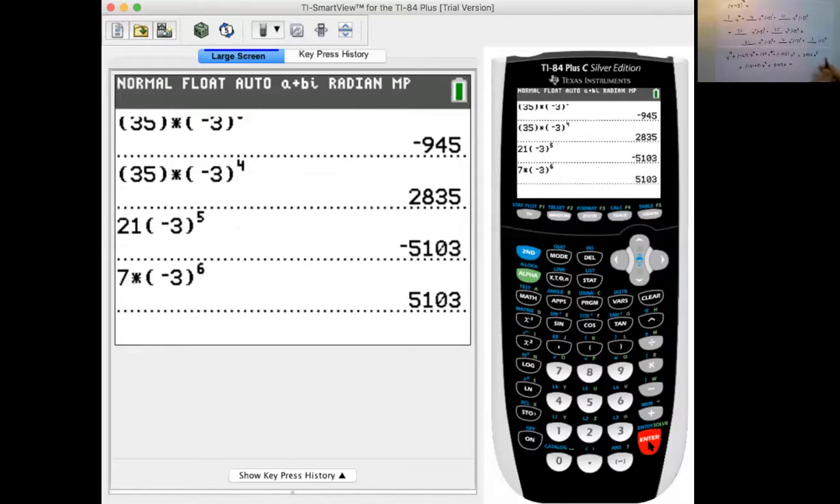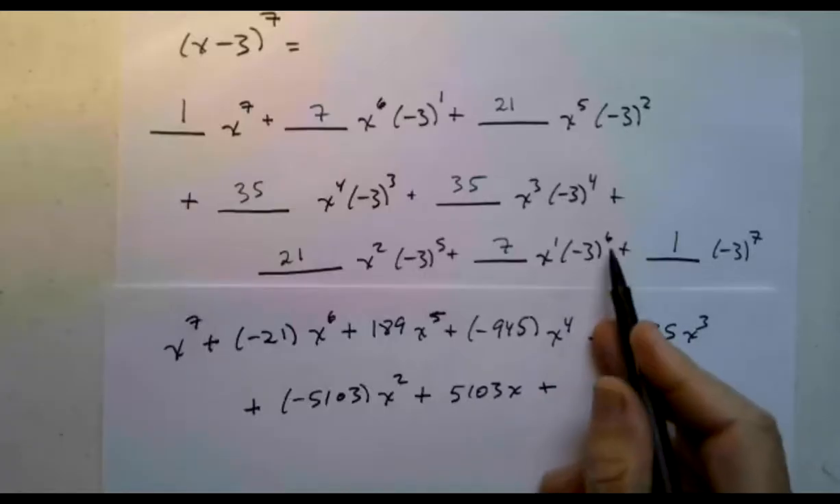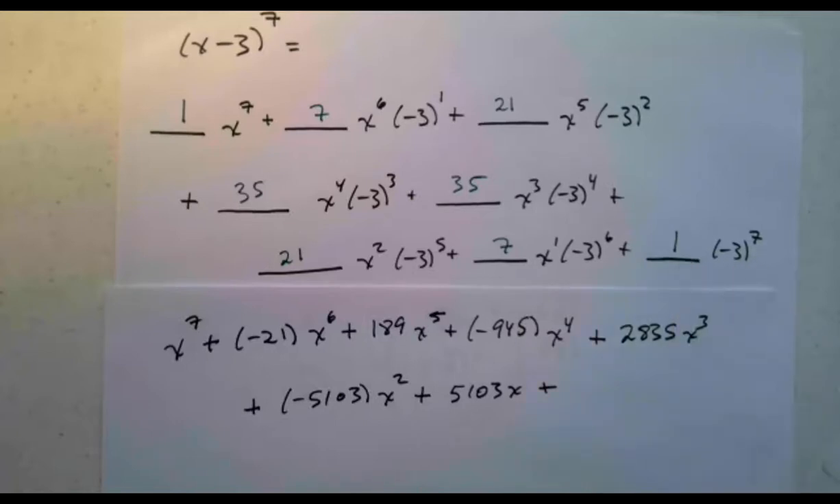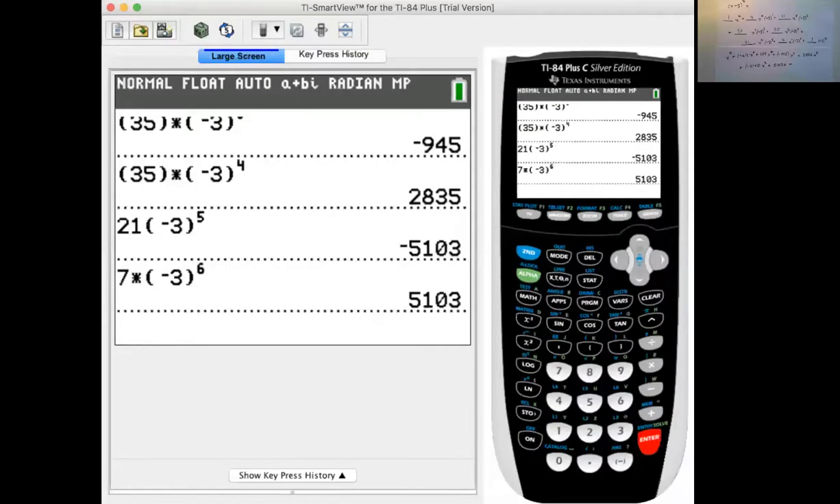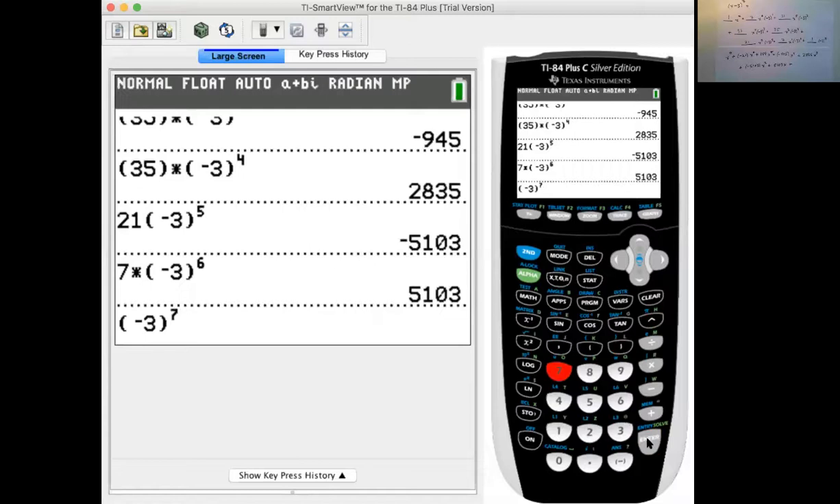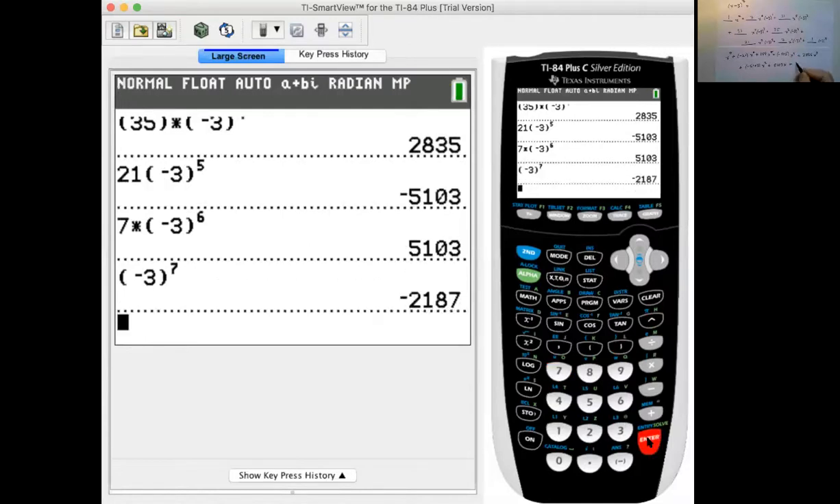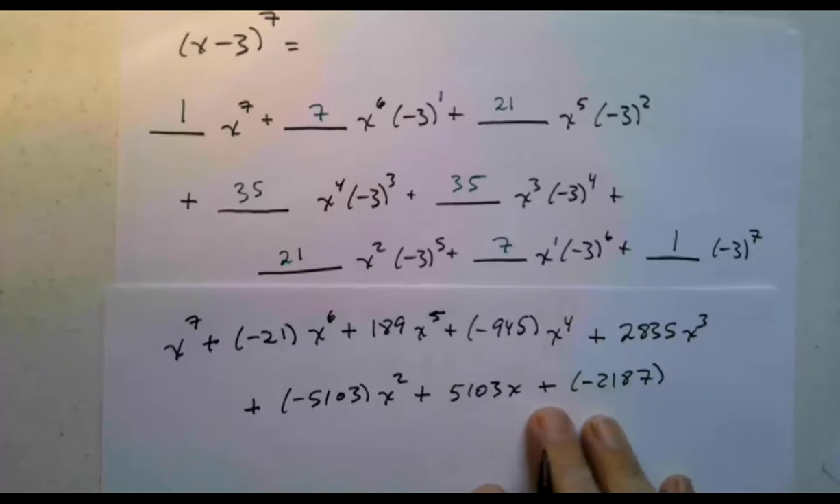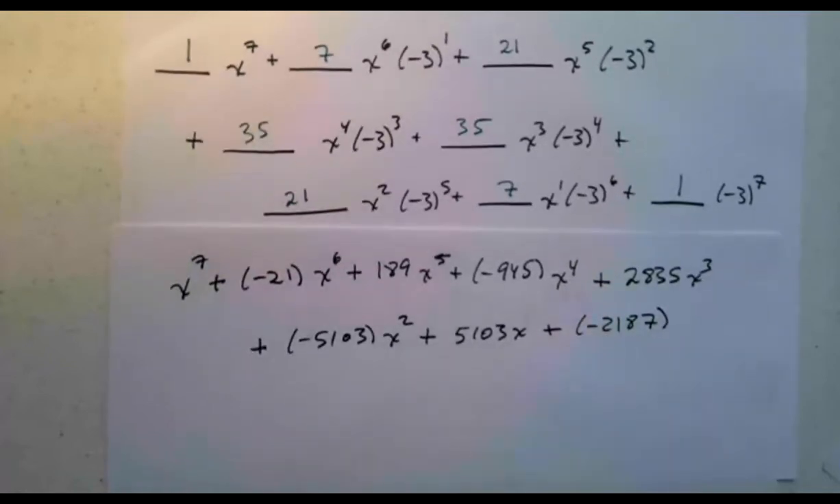And then I get plus -3 to the 7th. That's the last thing I need, right? So I have -3 to the 6th times 7, 5103. Then -3 to the 7th times 1. That's how this ends. -3 to the 7th gives me -2187. So here's where we are, right? We've done all of this. Can we write that in a more pleasing fashion?